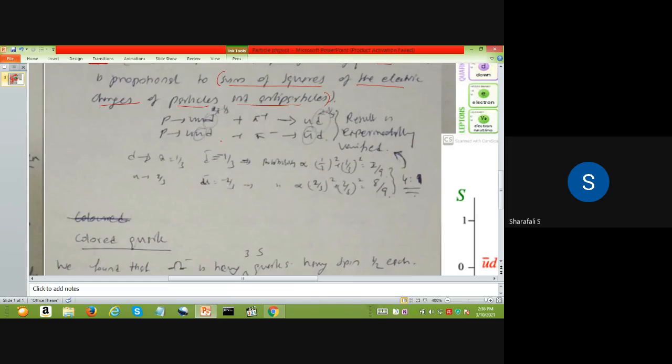So if you consider the proton, which is nothing but UUD, 2 up quarks and 1 down quark, okay, like this. And this is interacting with pi plus and pi minus here. Okay. So this will form 1 UD and we have here U bar.